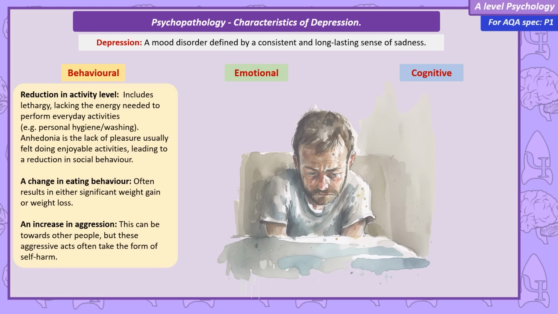People with depression can be lethargic, which means they lack the energy needed to perform normal activities. They may also not have the energy to take part in previously enjoyable activities. This is called anhedonia. For the same reason, they may have poor personal hygiene, which is likely to be particularly noticeable and cause observer discomfort to people around them.